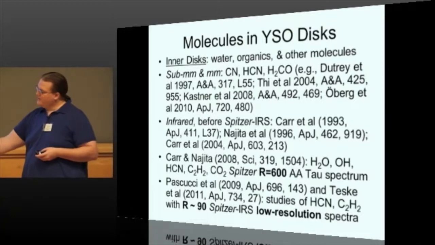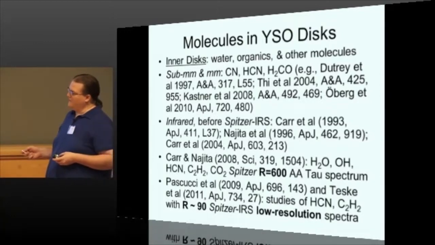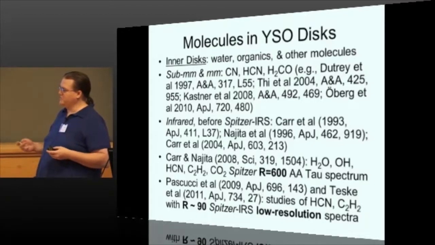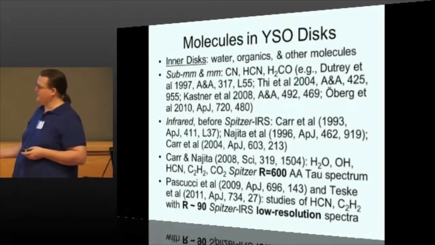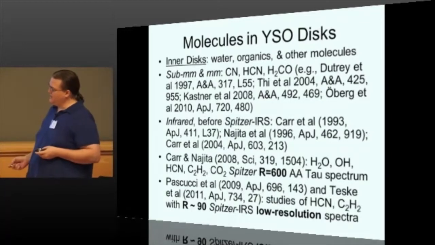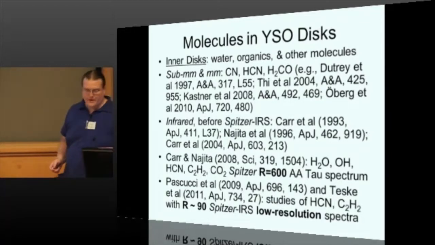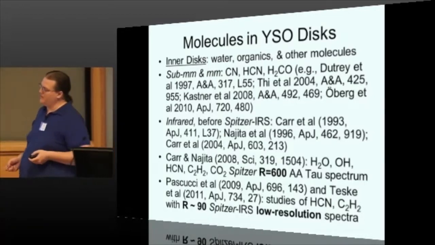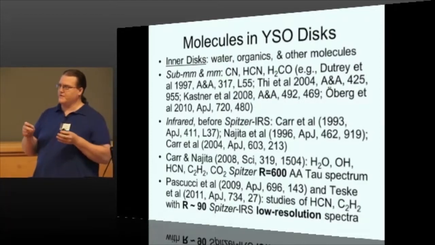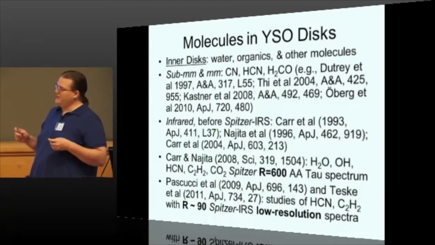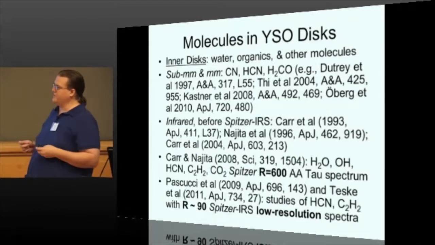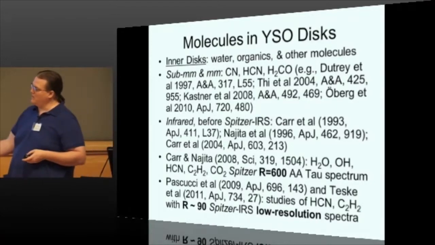There's also a lower resolution setting, R of 90. It's very difficult to study gases with such low resolution, but you can still find lines from gases such as HCN and C2H2. This talk focuses on what you can see at short wavelengths with this low resolution setting. There are many more spectra in the low resolution mode than high resolution, because it takes either a brighter source or a longer observation time to get a good spectrum at the higher resolution. So we have many more low resolution spectra.